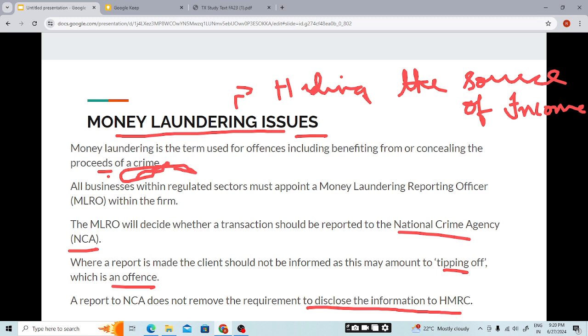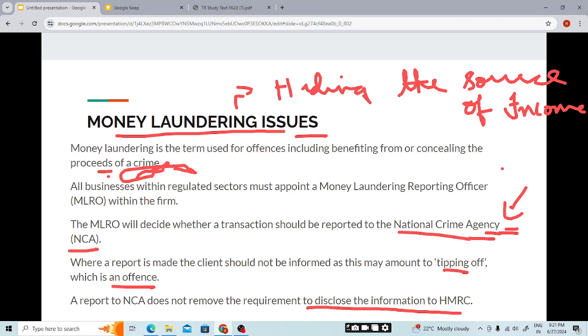So if a client is under any money laundering issues, how do we need to deal with it? What the HMRC has told is that each business or each company must have a money laundering reporting officer. The money laundering officer will decide whether the transaction needs to be reported to the National Crime Agency. For individuals, you need to report directly to the National Crime Agency.